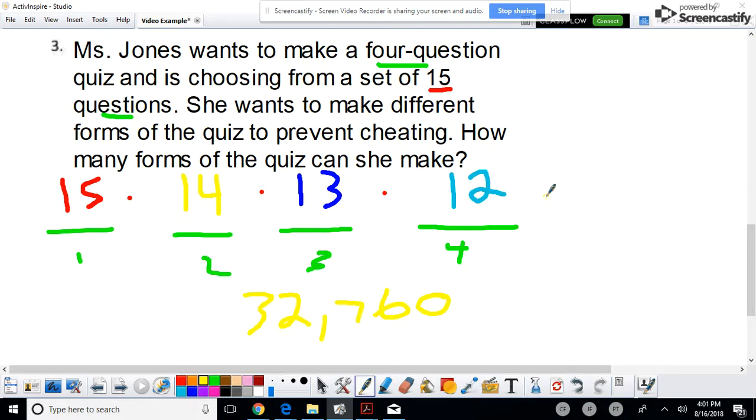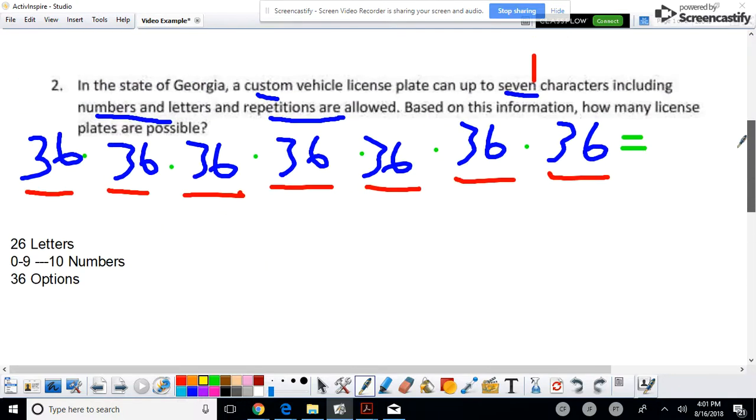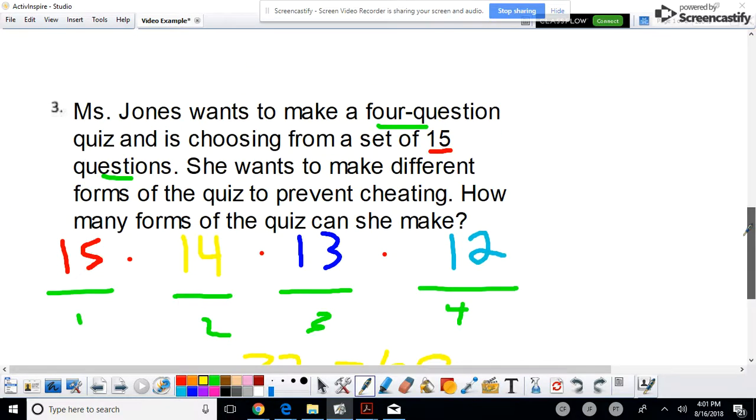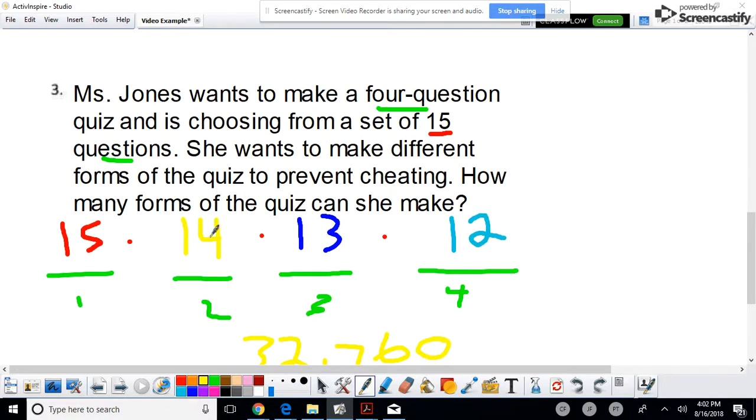So again, simple math, people, all we're doing is putting numbers in our calculator and multiplying. But it's very important when it can repeat. If your numbers can repeat, your numbers stay the same all the way across, and you just multiply. If your numbers cannot repeat, then you have to subtract 1 each time, and it's going to go down. You'll pick up on the pattern.